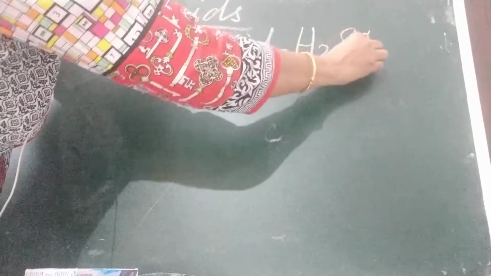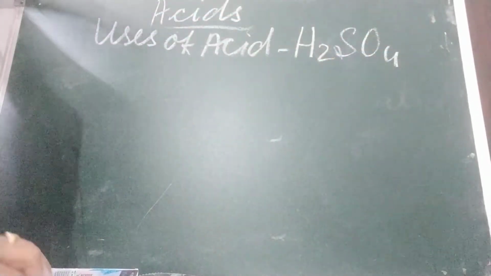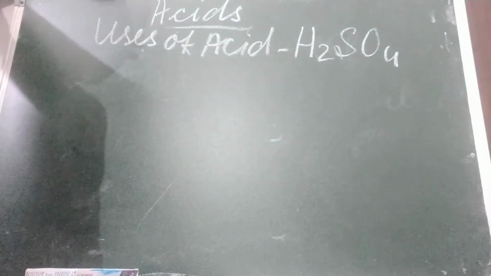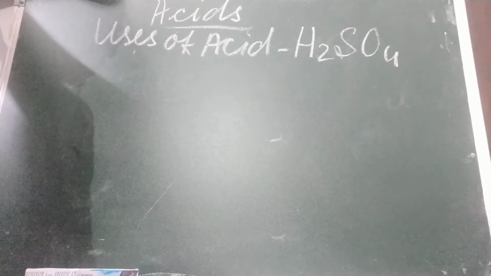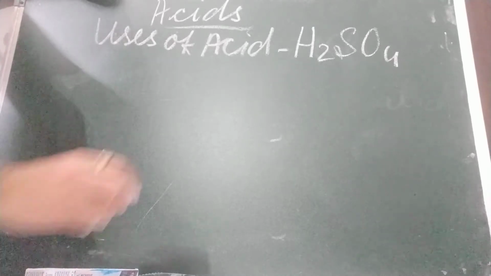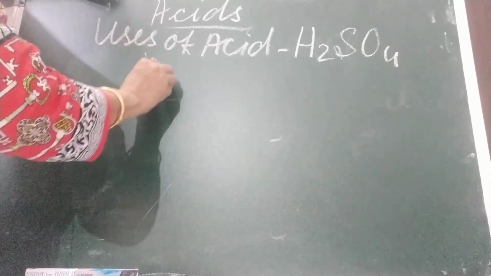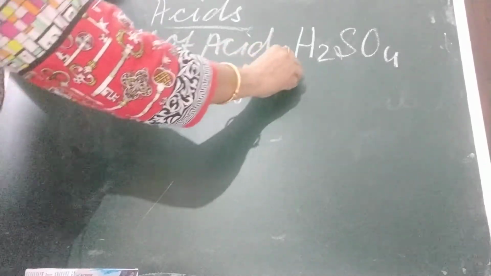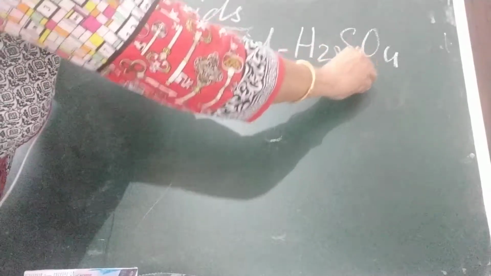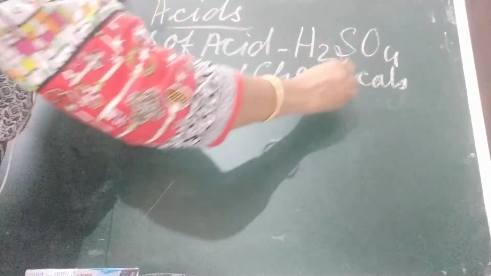H2SO4. What do we call it? Sulfuric acid. Okay. Sulfuric acid is a very important acid. You know, it is also called the king of chemicals. King of chemicals. Very important acid.